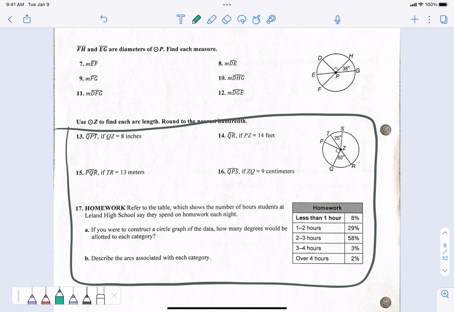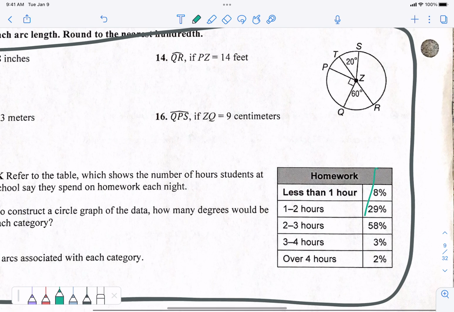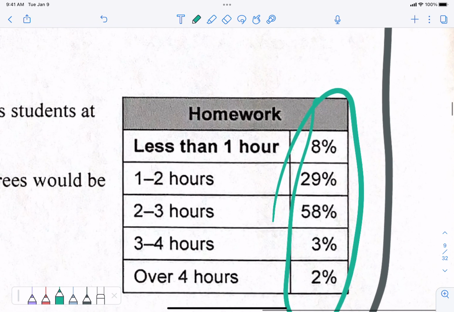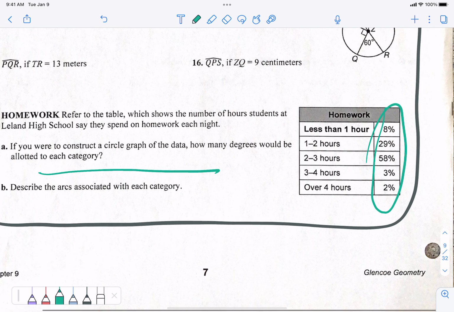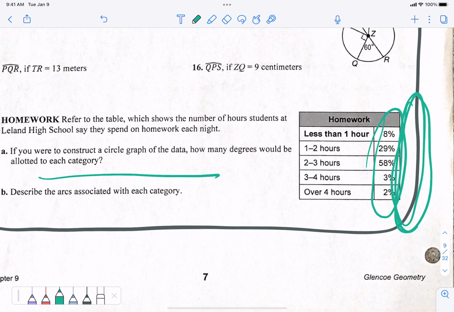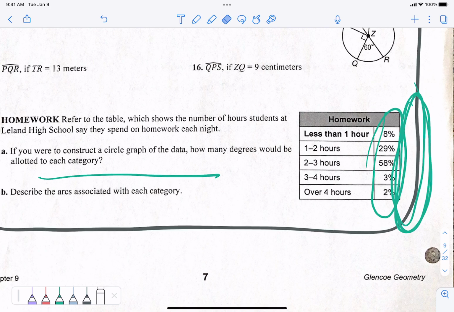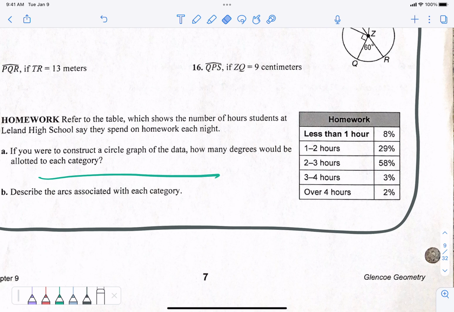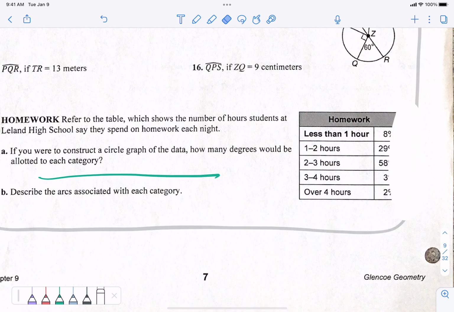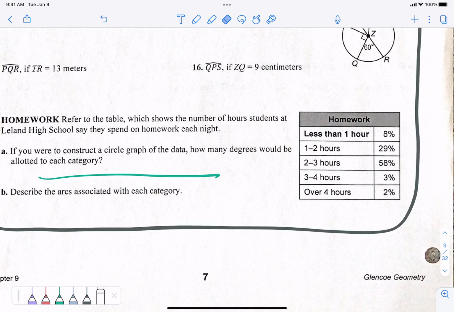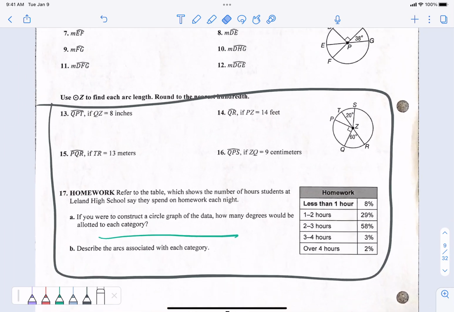Now 17 is not hard, it's just the percentages. So for part A, it's having you convert these to degrees. And if you want to not have to rewrite all the categories over here, you can list the degree measures off to the side. Does that make sense? You see what I'm saying? So if you want to just list your percentages right next to your degrees, or your degrees right next to your percentages, you can just put the column over here. Okay, good? Happy with that? It's not too hard of a story problem, actually.